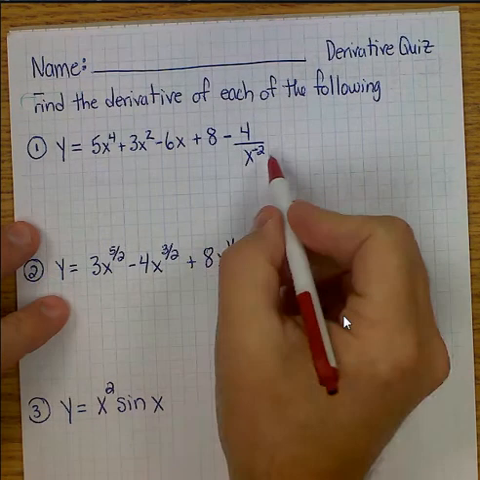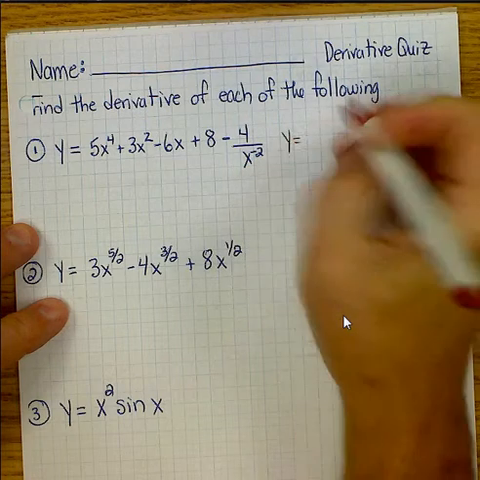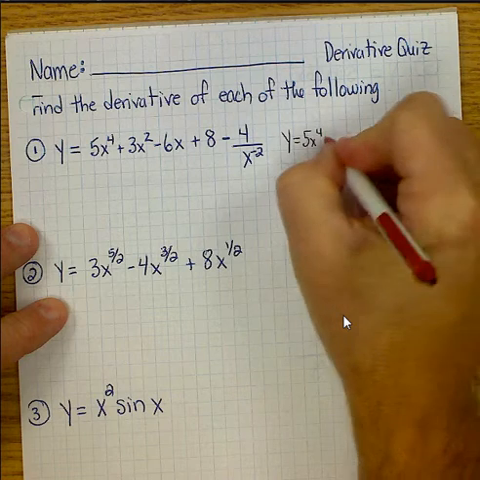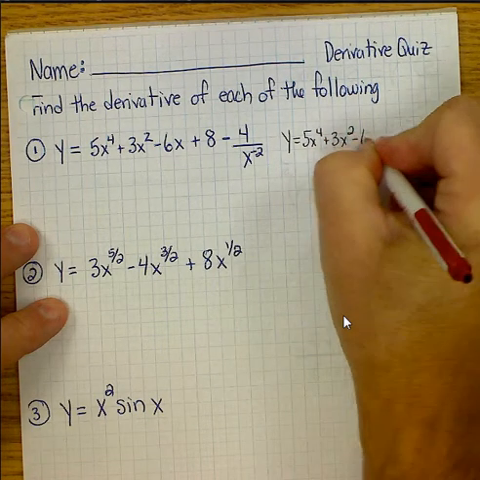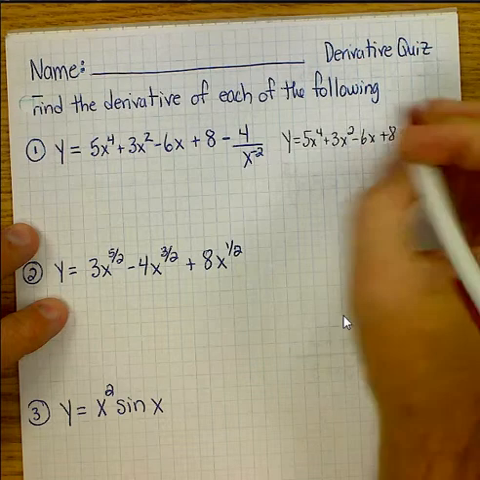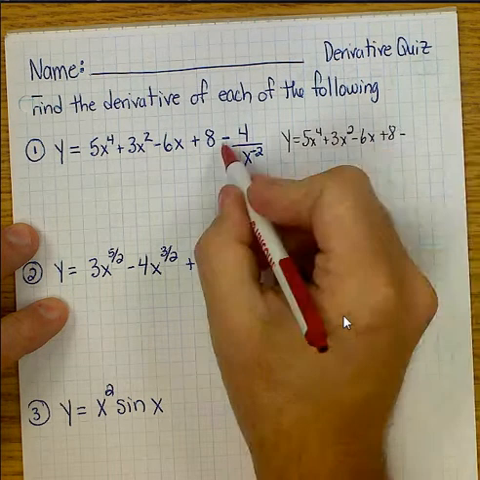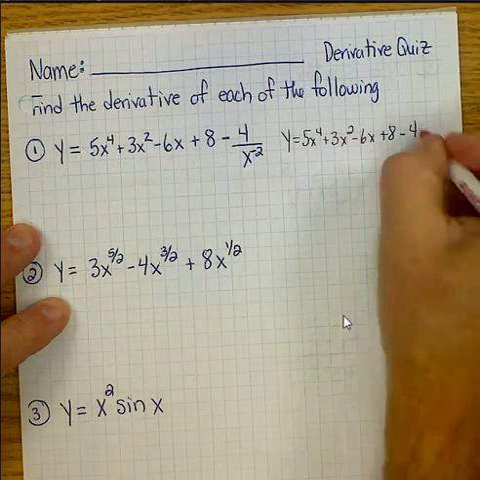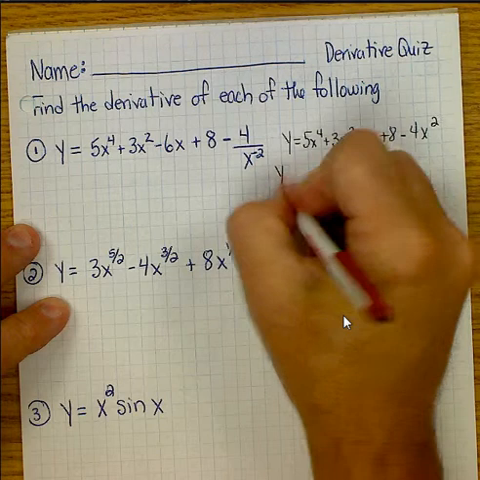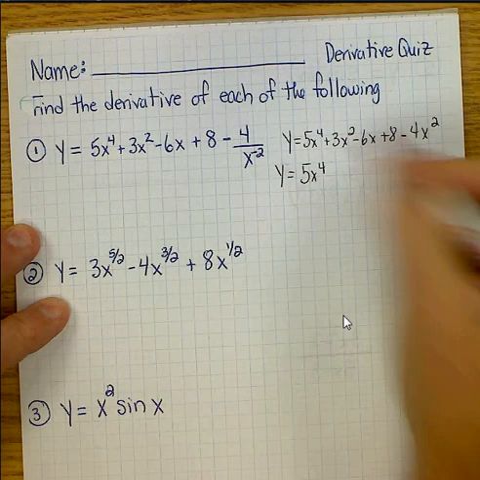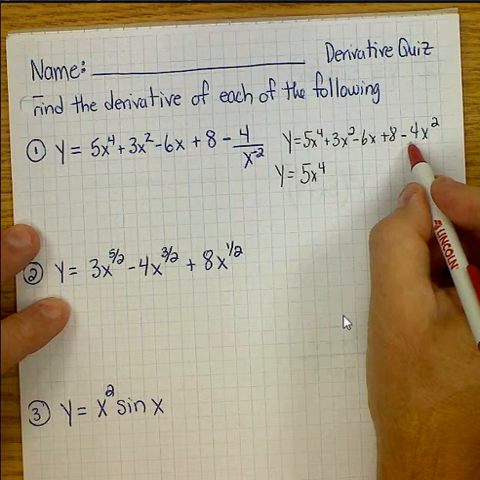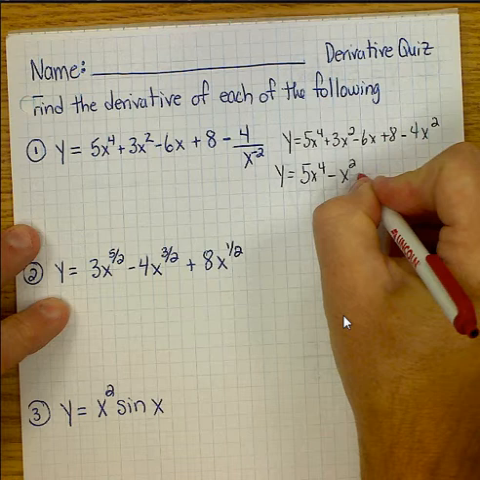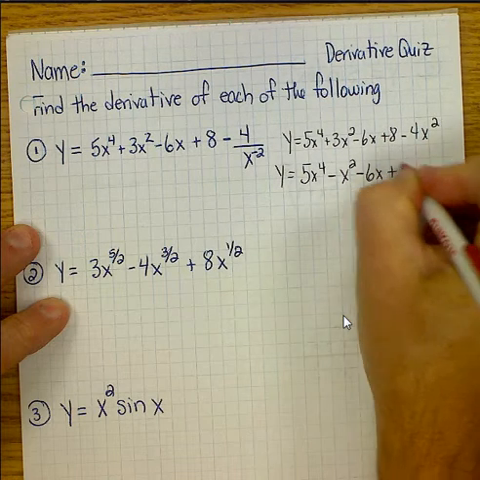The first thing we should do with this question is write it so we have no negative exponents. So 5x to the fourth plus 3x squared minus 6x plus 8, and then I'm going to write it so it's minus. The 4 stays, and really the x to the minus 2 comes up to the top as an x squared. This will allow me to rewrite it, because a positive 3x squared and a minus 4x squared is minus x squared minus 6x plus 8.